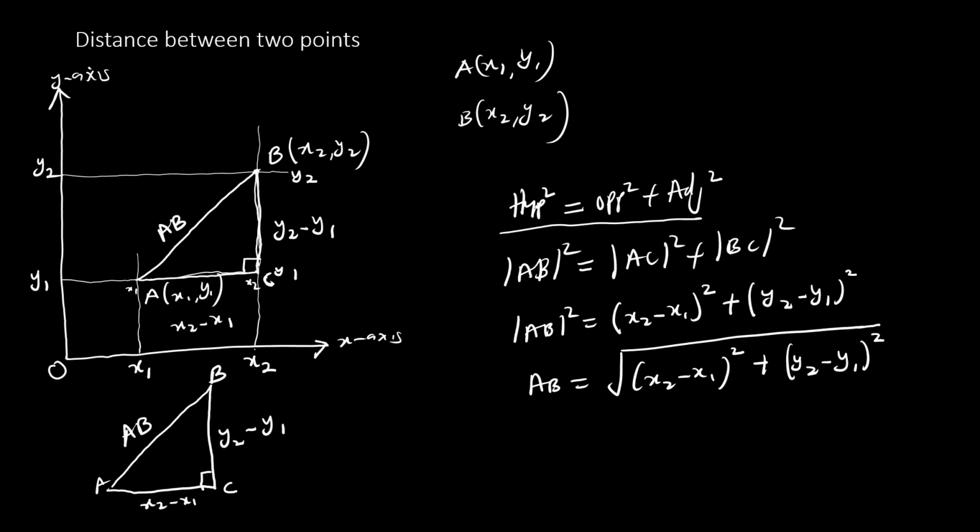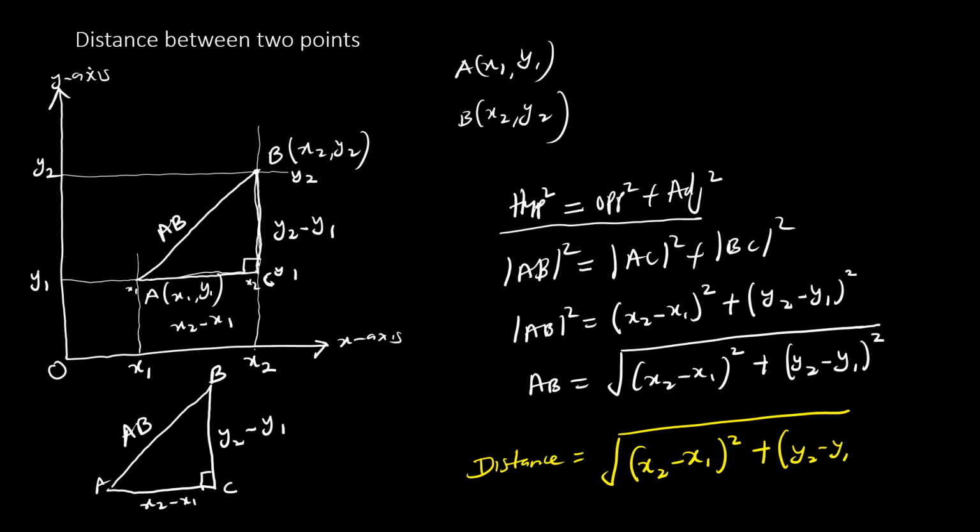I'm going to write that out again. If you have points A and B, or points P and Q, or any points you are considering in the question, if you have to find the distance between the 2 points, distance will then be the root of x2 minus x1 squared plus y2 minus y1 squared. And that's the formula for finding the distance between 2 points. Let's look at some examples.